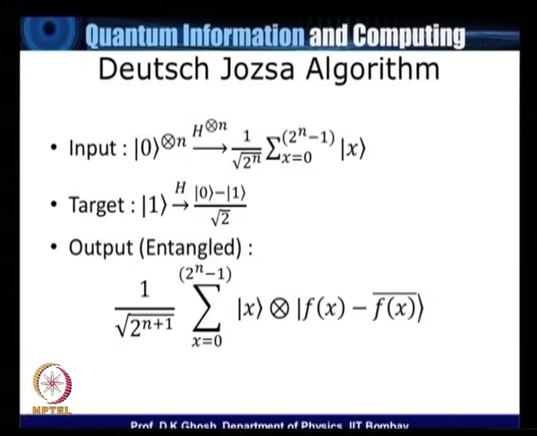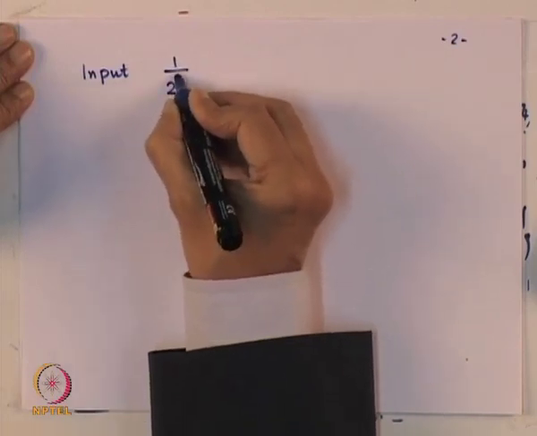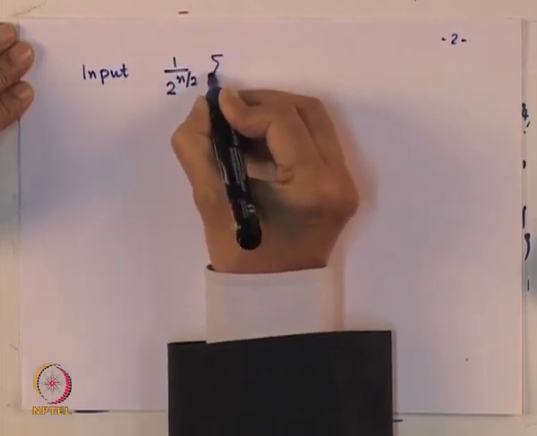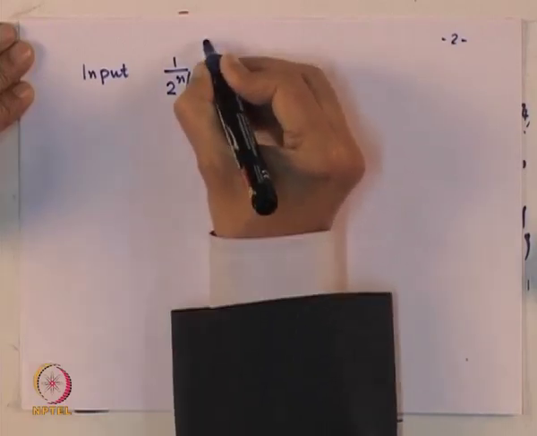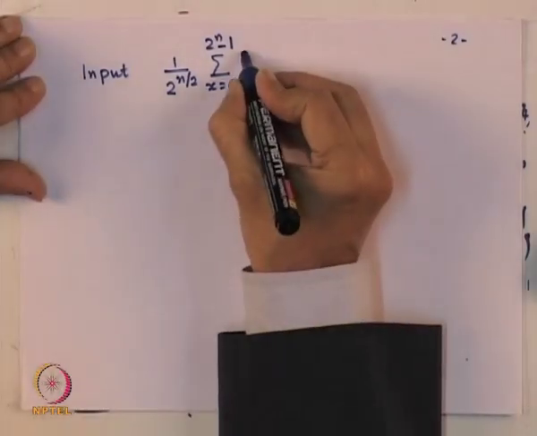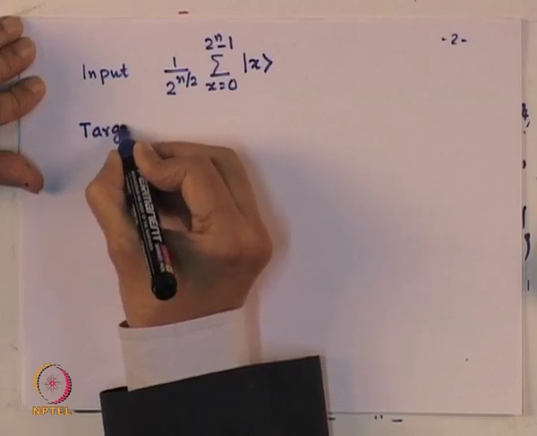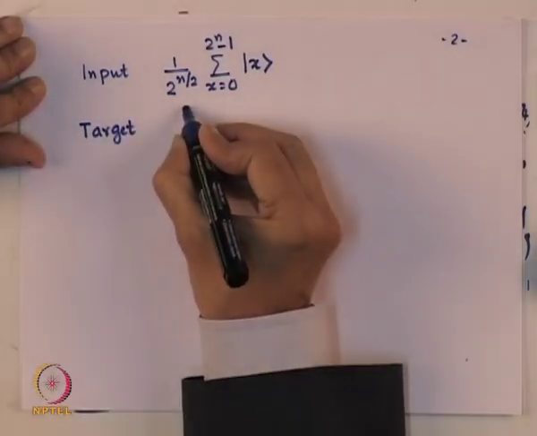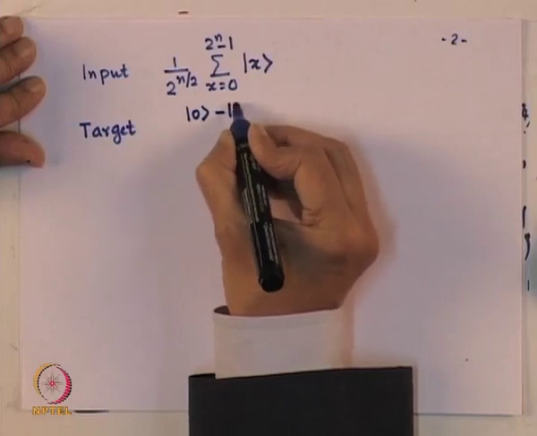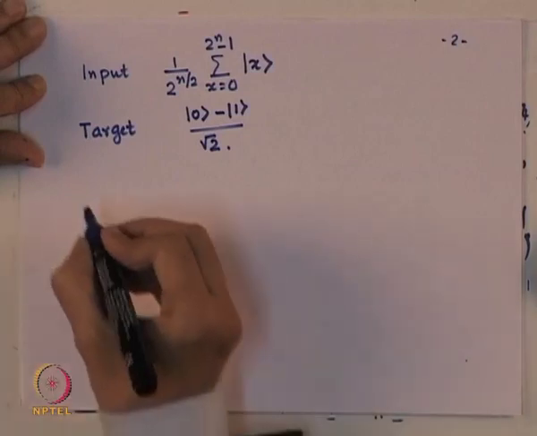Now let us look at what I am getting. We have said already, my input is a uniform linear combination, 1 over 2 to the power n by 2, sum over x equal to 0 to 2 to the power n minus 1. There are a total of 2 to the power n states, x. The target is 1 passed through a Hadamard gate, which gives me (0 minus 1) by root 2. So what is my output?